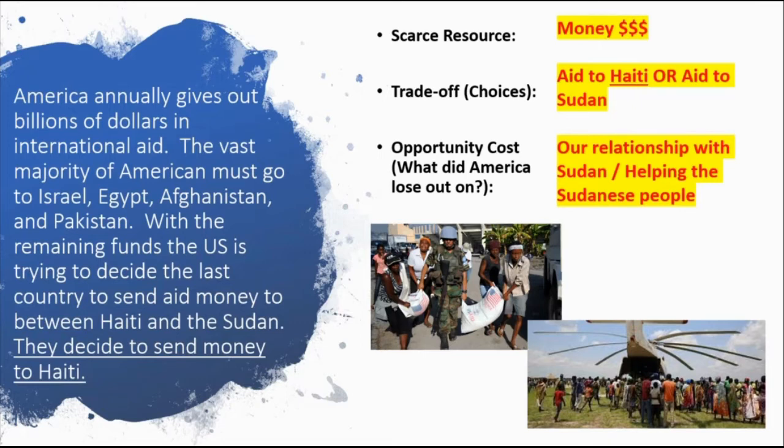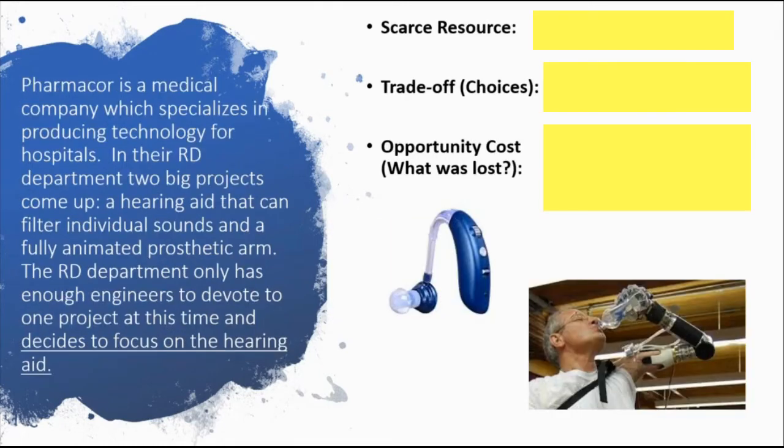All right. Yeah. So gaining allies, our relationship with the Sudan, helping the Sudanese people. So we don't get any benefits because we didn't help them. We didn't give them any aid. So maybe that hurts our relationship with them. And then we didn't get to help the people there in Sudan. So we lost that opportunity. All right, next scenario.